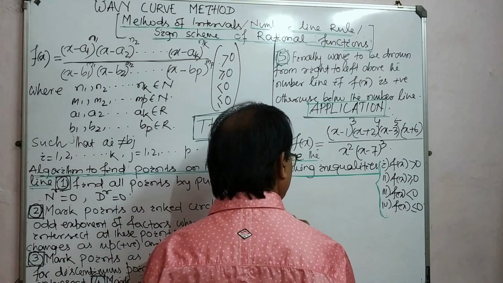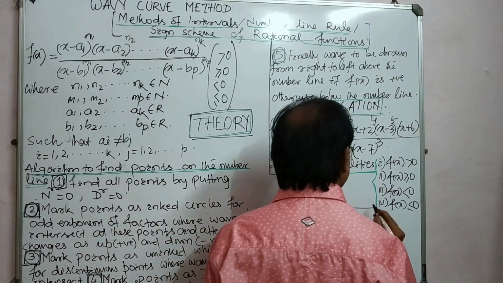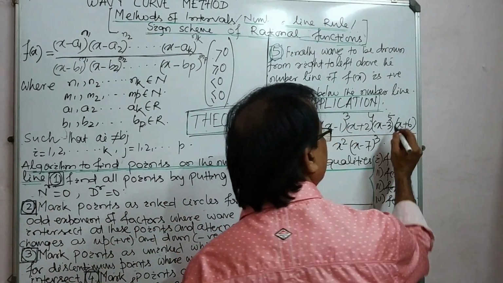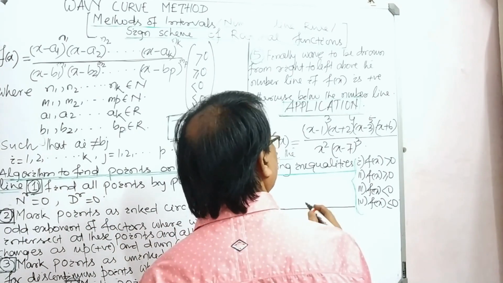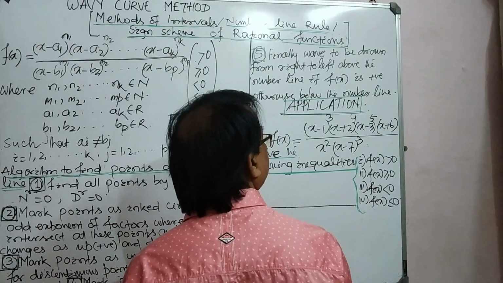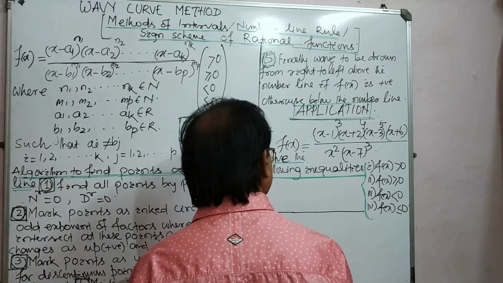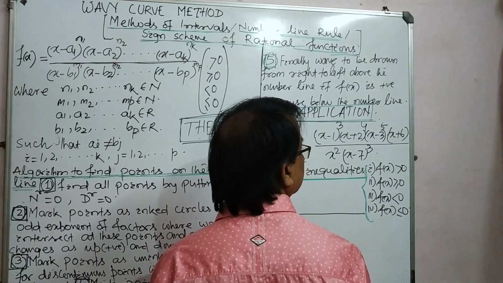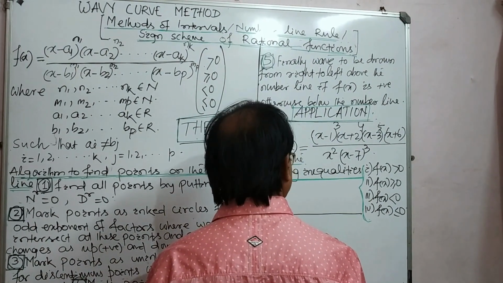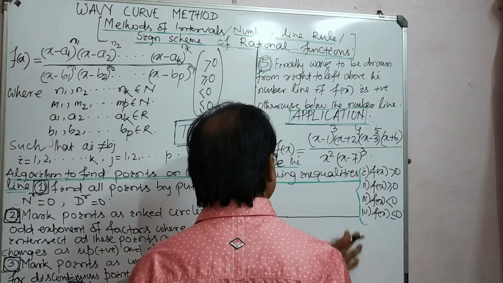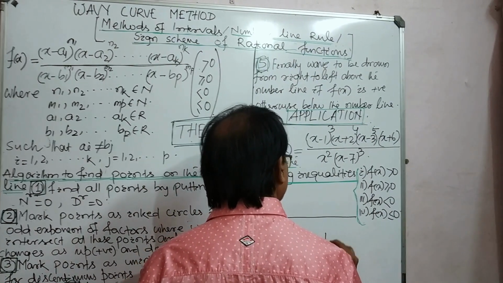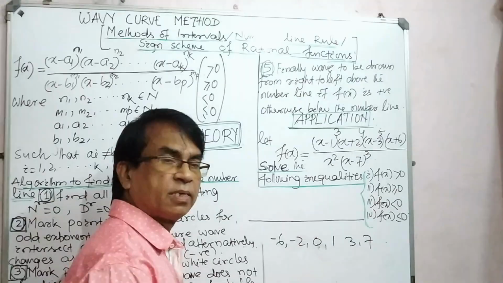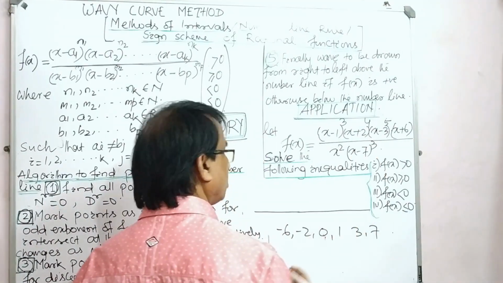First of all, you draw a number line. Now, the points: if you set the numerator equal to 0 and the denominator equal to 0, you will get minus 6, minus 2, 0, 1, 3, 7. These are the points. We find them from the numerator and denominator.